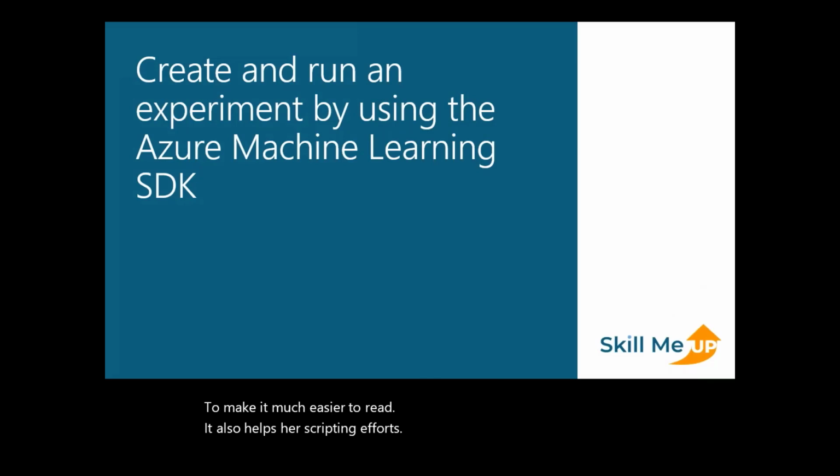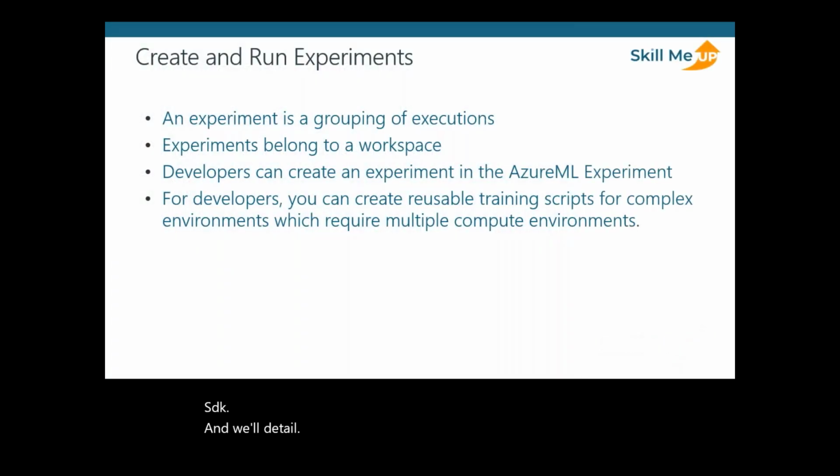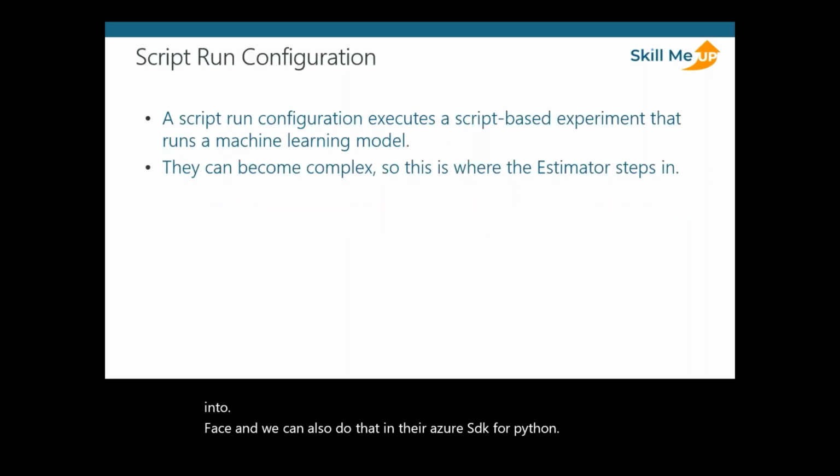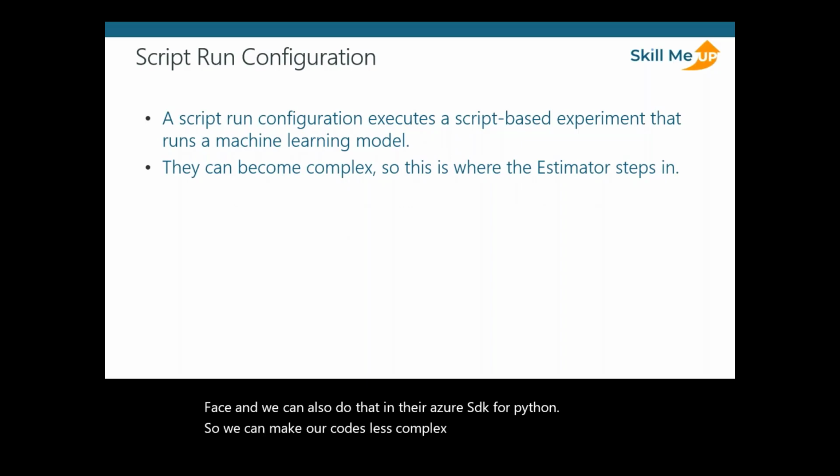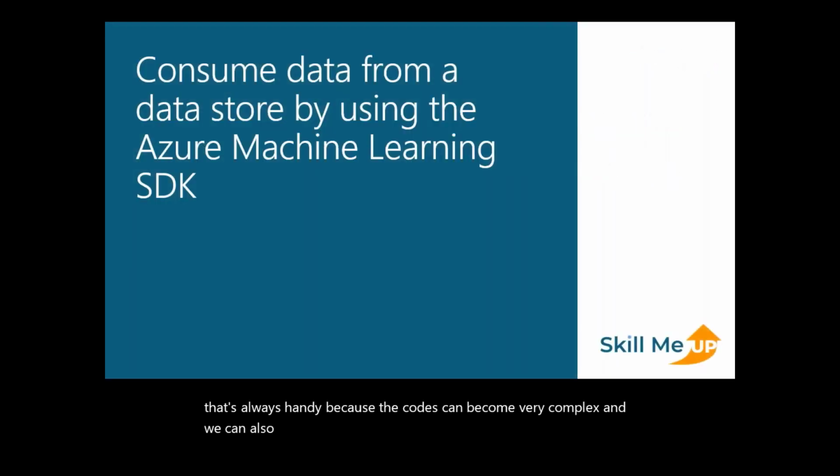It also helps our scripting efforts. So in the next topic, we're going to explore Azure Machine Learning SDK in more detail. We can create and run experiments in the Azure Machine Learning interface, and we can also do that in the Azure SDK for Python. We can make our code less complex by using the estimator. That's always handy because the code can become very complex. And we can also automate our experiments as well.